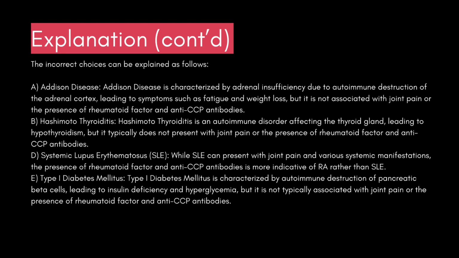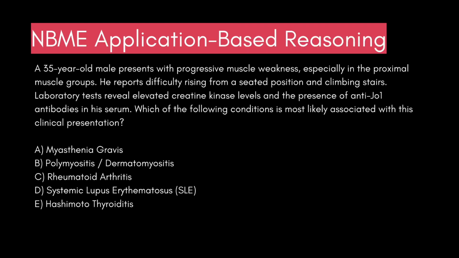Systemic lupus erythematosus. While SLE can present with joint pain and various systemic manifestations, the presence of rheumatoid factor and anti-CCP antibodies is more indicative of rheumatoid arthritis rather than SLE. Type 1 diabetes mellitus. Type 1 diabetes mellitus is characterized by autoimmune destruction of pancreatic beta cells, leading to insulin deficiency and hyperglycemia, but is not typically associated with joint pain or the presence of rheumatoid factor and anti-CCP antibodies. Let's go ahead and move on to the next question.